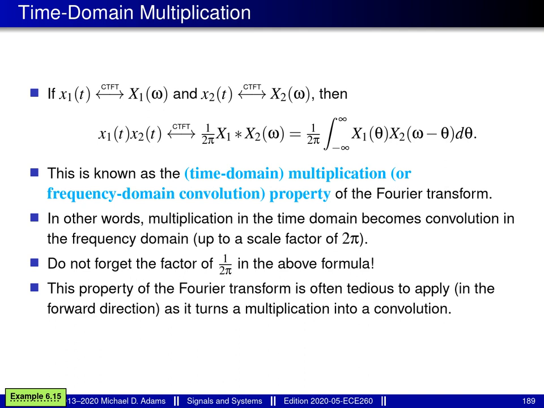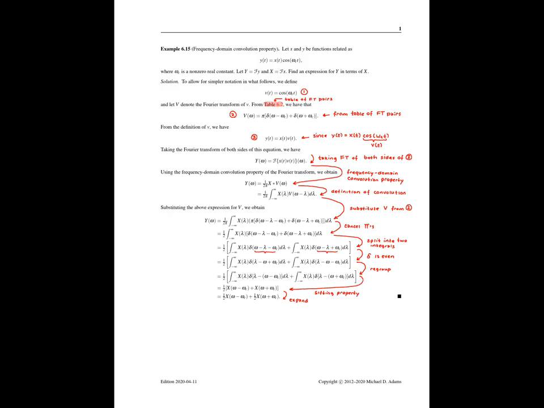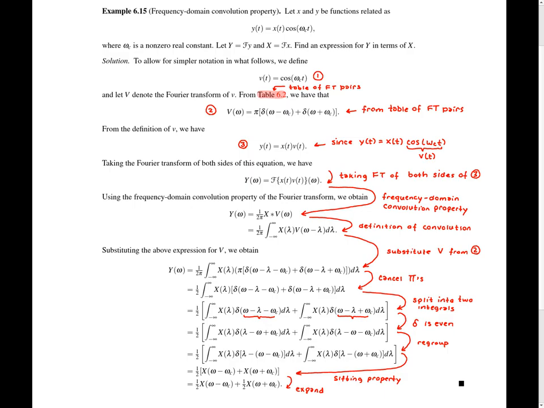At this point, I'd like to consider an example to illustrate how we can use the multiplication property, and in particular, I'd like to consider example 6.15. In this example, we're given two functions, little x and little y, that are related by this particular equation here, where omega c is a non-zero real constant, and we're asked to find an expression for the Fourier transform of y, denoted by big Y, in terms of the Fourier transform of x, denoted by big X.